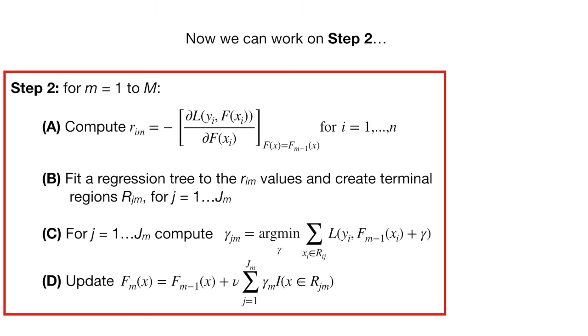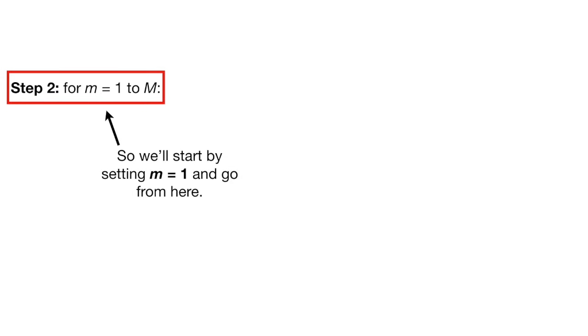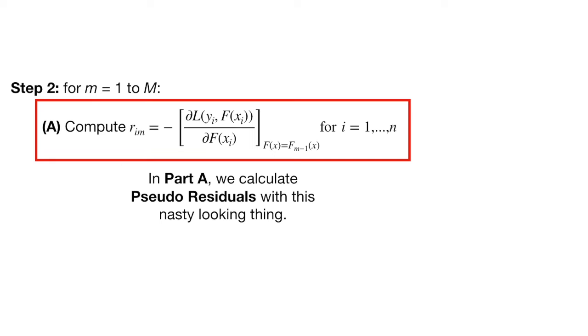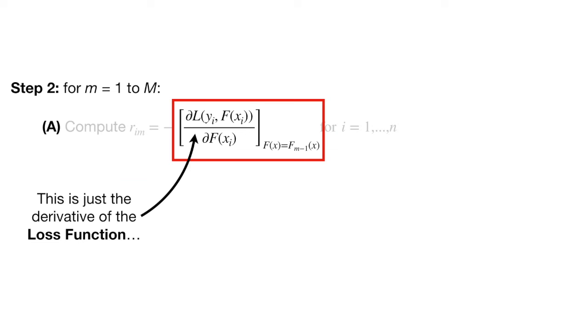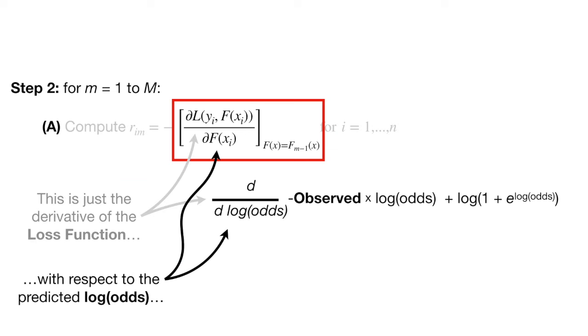Now we can work on step 2. Just like when we used gradient boost for regression, this is when we'll build the trees. So we'll start by setting little m equal to 1 and go from here. In part A, we calculate pseudo residuals with this nasty looking thing. This is just the derivative of the loss function with respect to the predicted log odds.